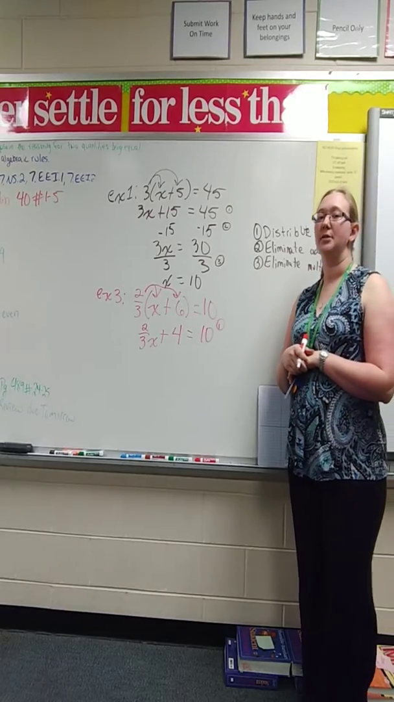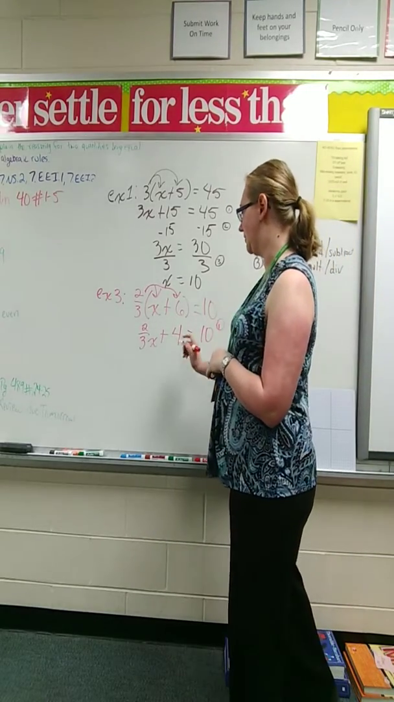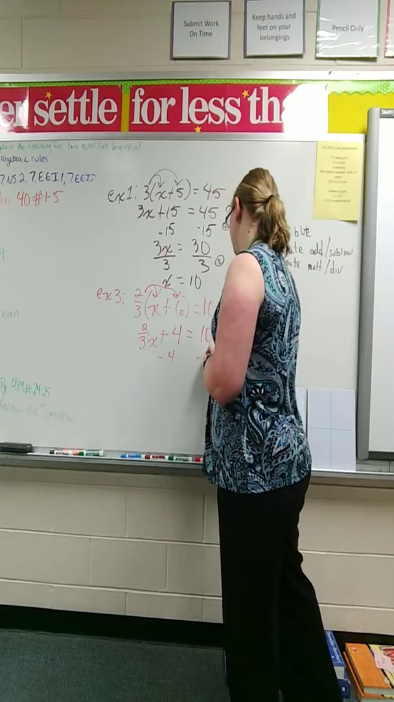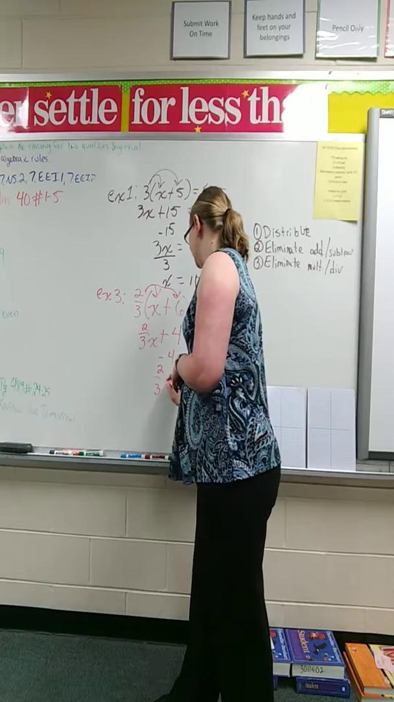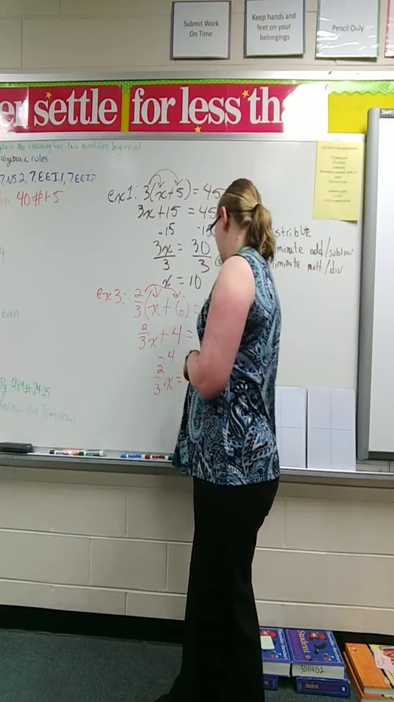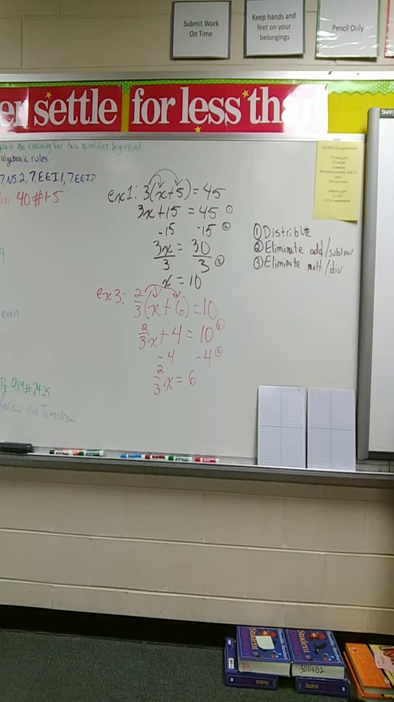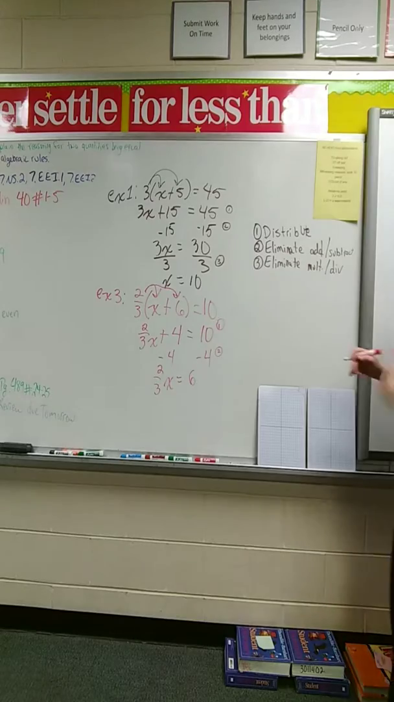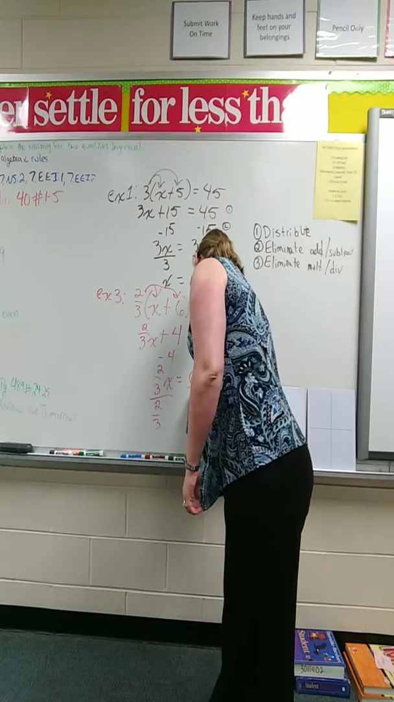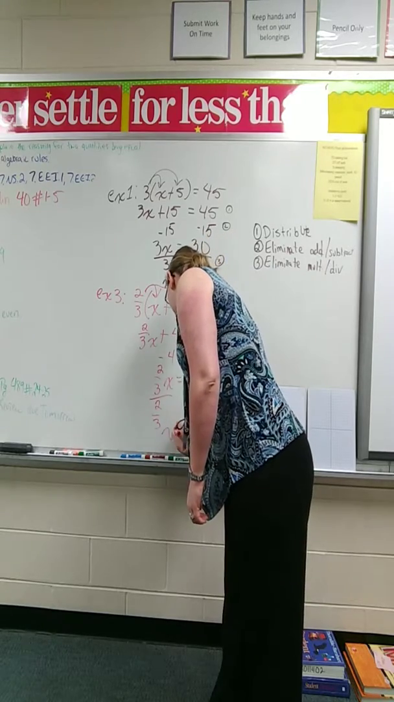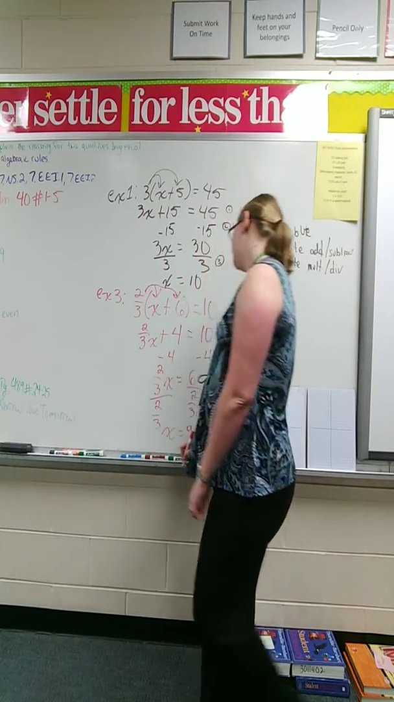Step 2 says that we're going to subtract 4 from both sides, giving us 2/3 x equals 6. Now we need to divide both sides by 2/3. And we find that x is equal to 9.